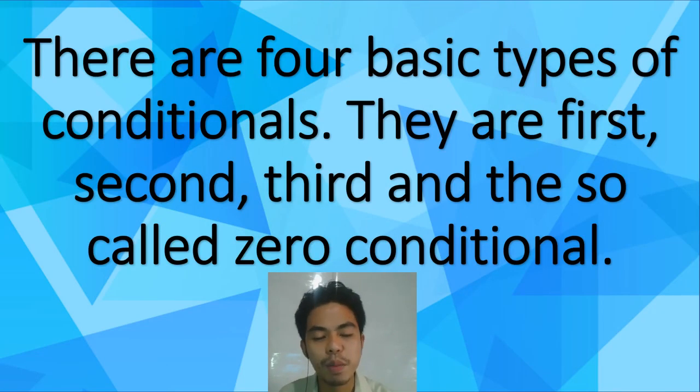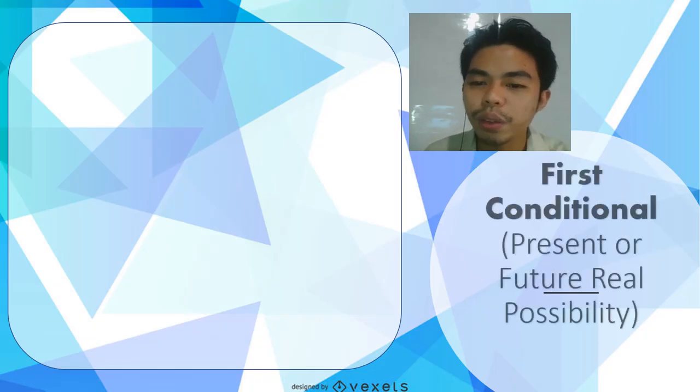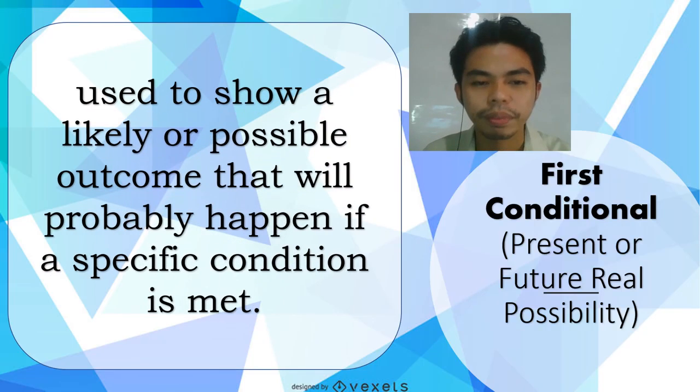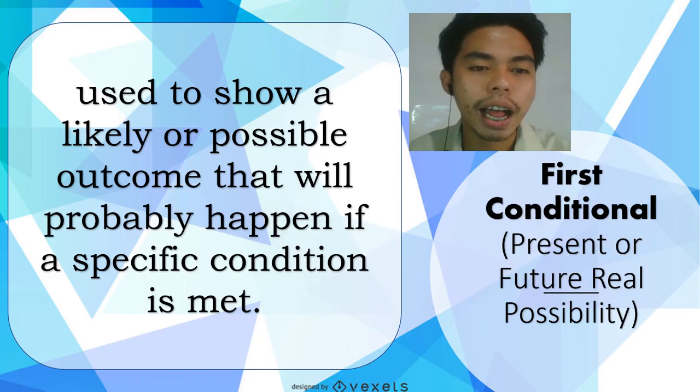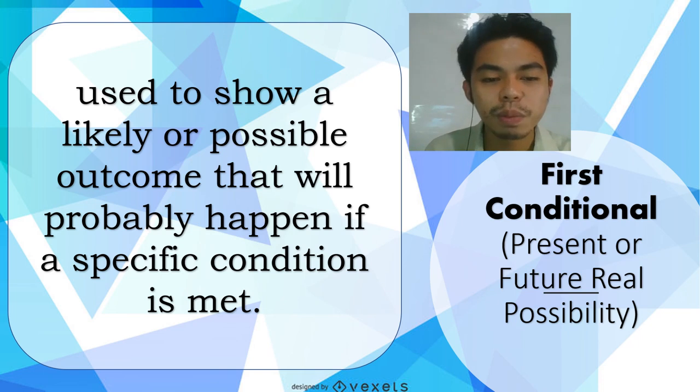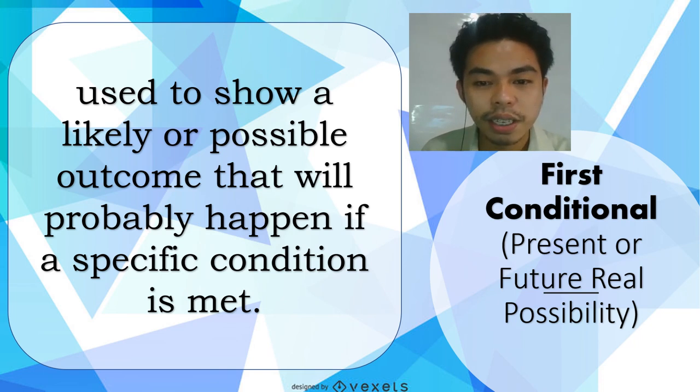There are four basic types of conditionals. They are the first, second, third, and the so-called zero conditional. Meaning there are four types of conditional in total. Let's begin with the first conditional, or present or future real possibility. When do we use this kind of conditional? We use this conditional to show a likely or possible outcome that will probably happen if a specific condition is met. Meaning to say, there is a big possibility that it will happen once the condition is met.